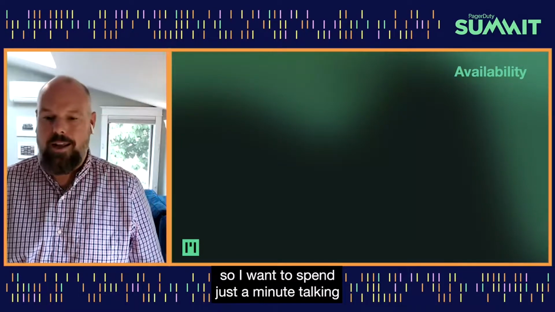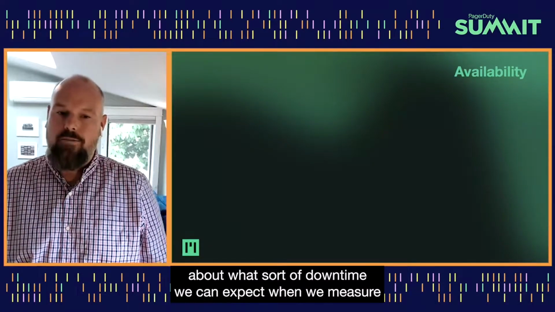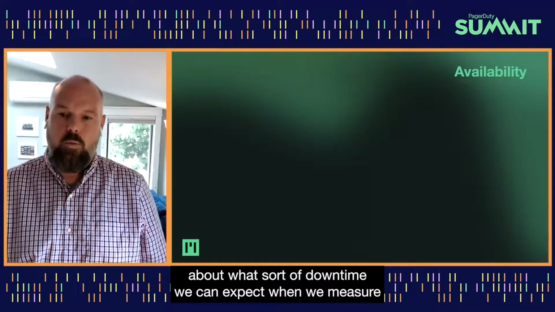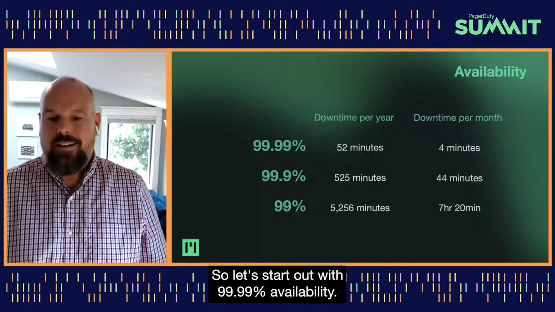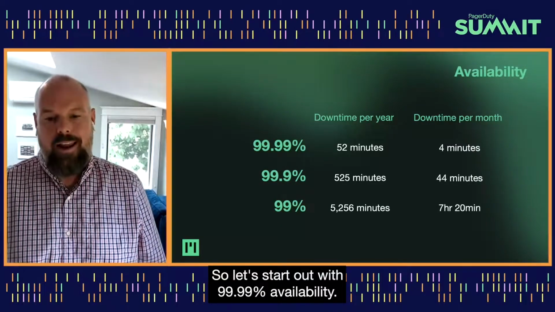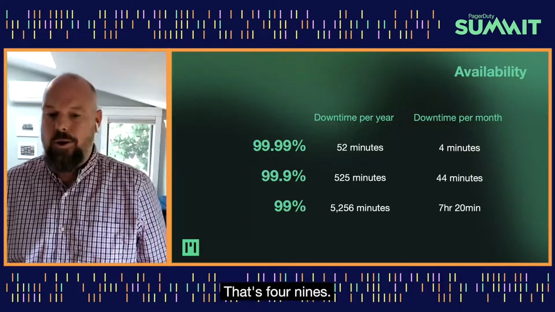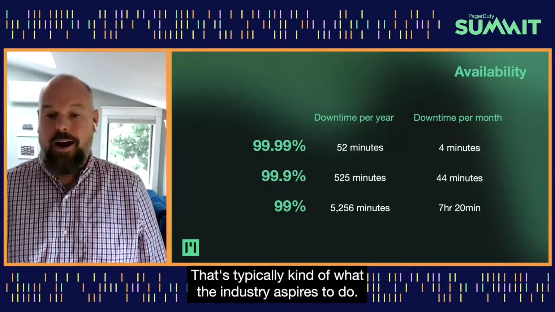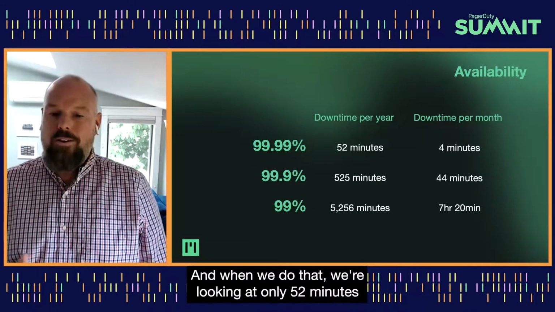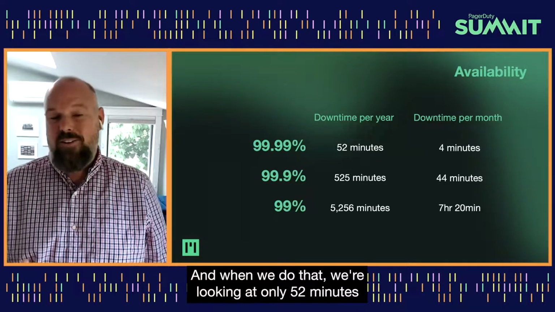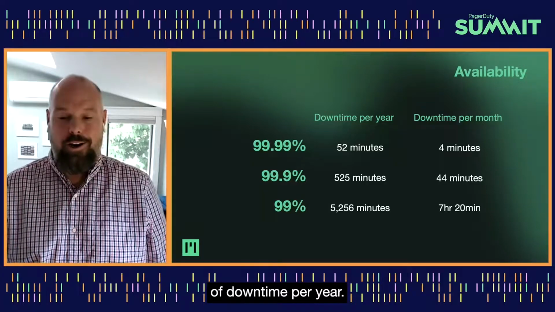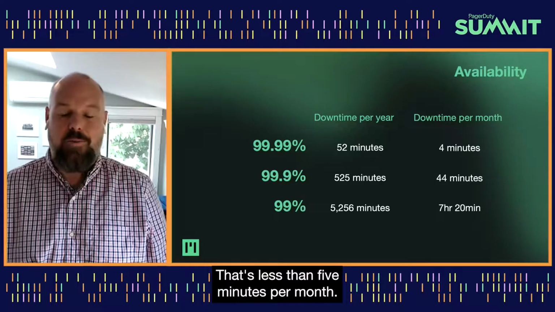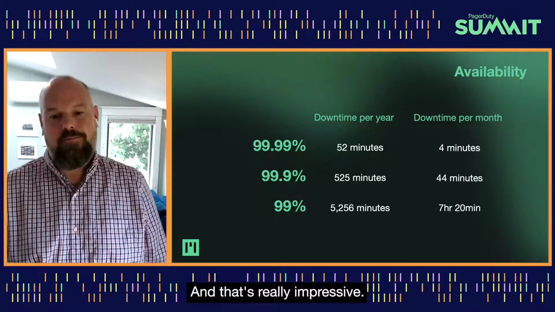So I want to spend just a minute talking about what sort of downtime we can expect when we measure our availability in nines. So let's start out with 99.99% availability. That's 4 nines. That's typically what the industry aspires to do. And when we do that, we're looking at only 52 minutes of downtime per year. That's less than 5 minutes per month, and that's really impressive.